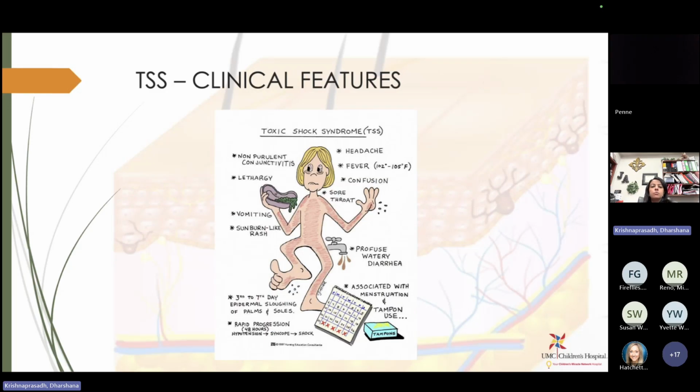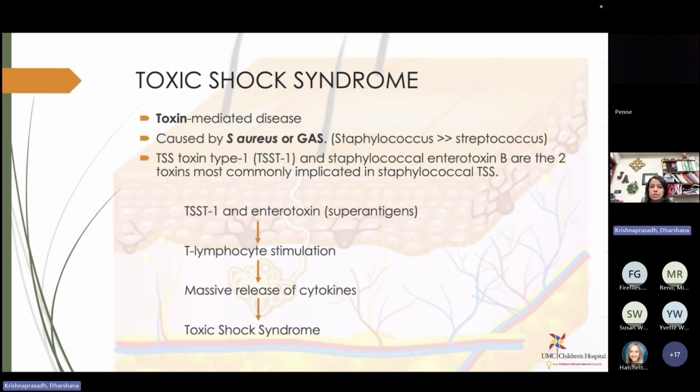Moving on to the next spectrum of things, toxic shock syndrome. This is a pictorial representation of what this patient can look like. They are more severe and have systemic symptoms like headache, fever, confusion, sore throat. They can have non-purulent conjunctivitis, lethargy, vomiting. They have this sunburn-like rash. They can have epidermal sloughing of palms and soles, usually associated with tampon use. And they can also have more rapid progression of these symptoms within 48 hours, and can get as sick as having hypotension, syncope, and shock as well.